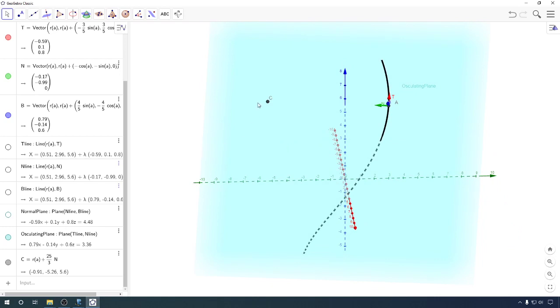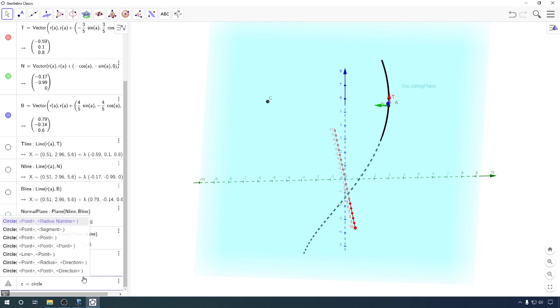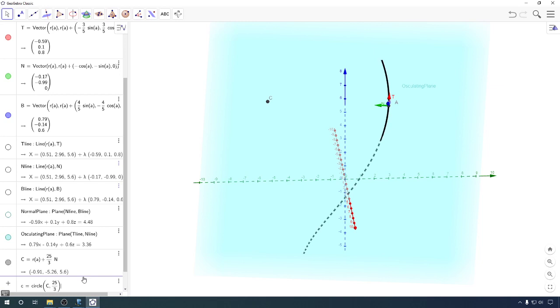But there's an important thing about this particular point. If I draw a circle, maybe I'll call the circle little c. It's going to be a circle with center C and radius 25 over 3.